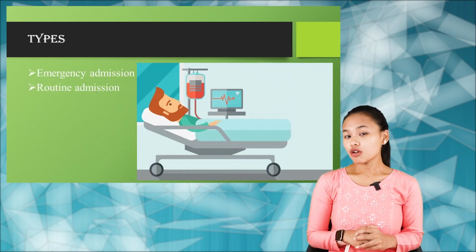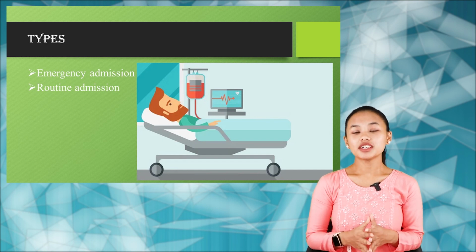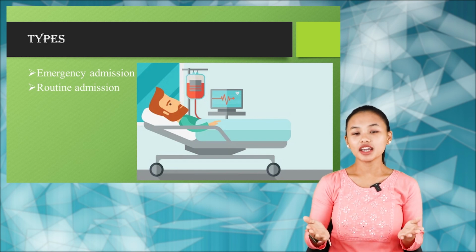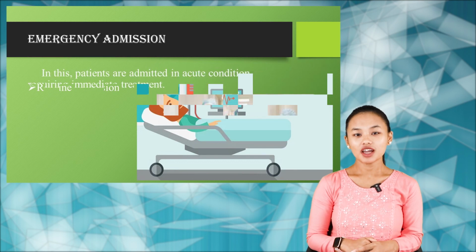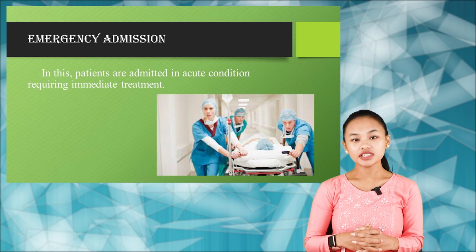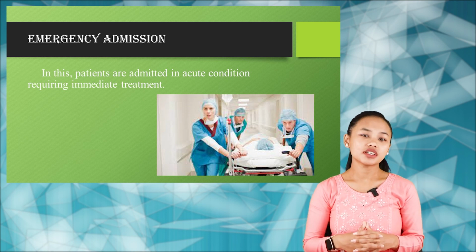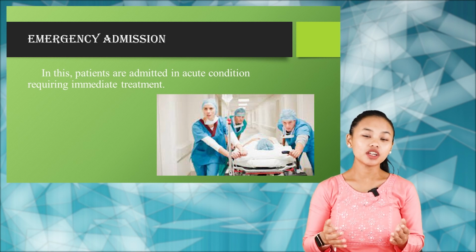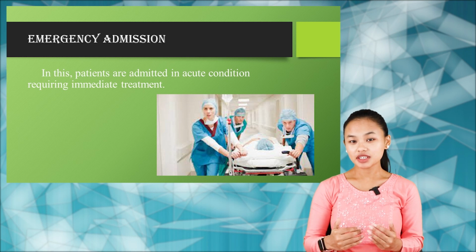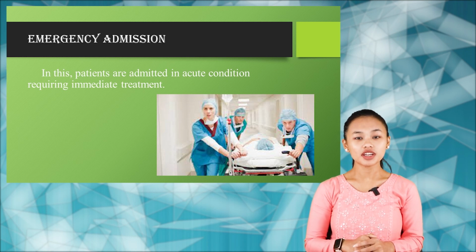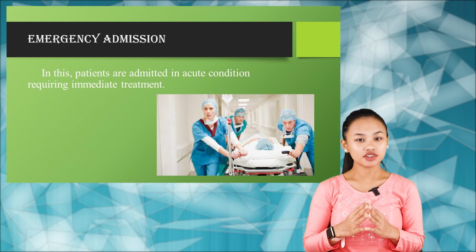Admission is also of two types. The first one is the emergency admission and the next one is the routine admission. The first one is emergency admission. What do you mean by emergency admission? This is a type of admission in which the patient is admitted to the hospital in an acute condition and will require an immediate treatment.